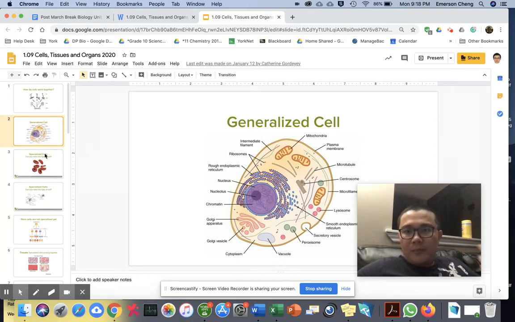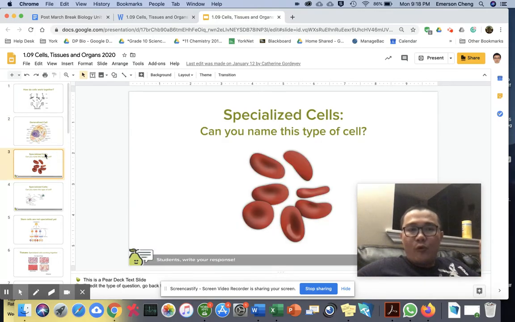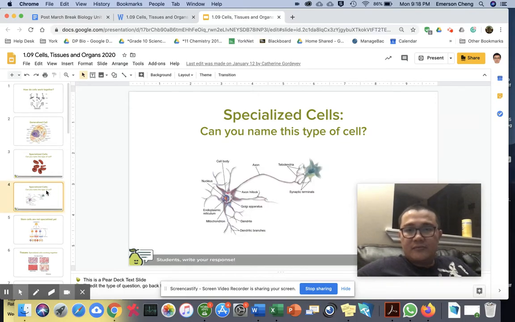Our body, and most living organisms, do have cells that are specialized for specific tasks. So, right now, can you name what type of cell this is? Pause the video right here, or on the Edpuzzle, there should be a question by now. This is actually a red blood cell. Now, look over here. What do you think this is? Again, write your answer. This is a neuron, basically the nerve cell.